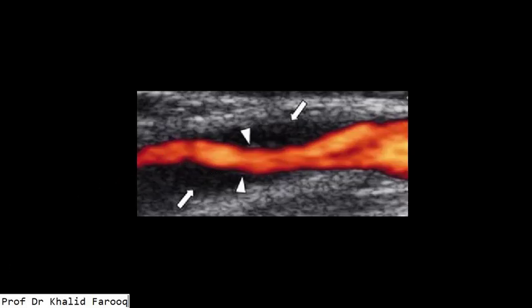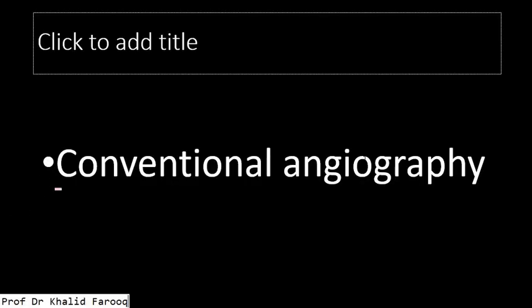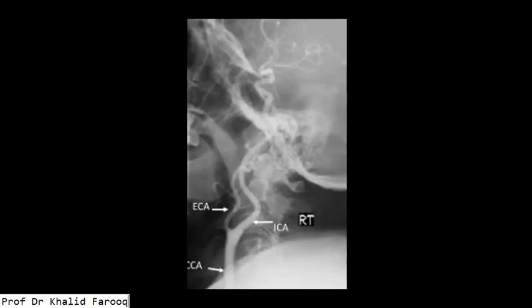Another example is we can proceed with carotids with the help of conventional angiography. Here we have a normal conventional angiogram.